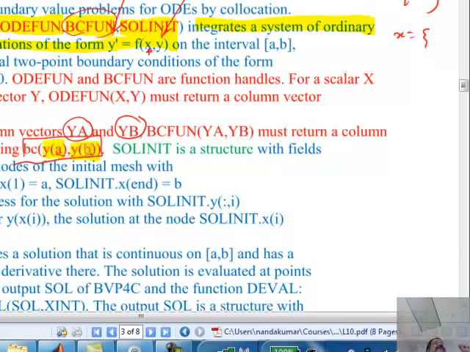The next one is going to be function f1. What is function f1? Here it is. Function f1 is y2, and function f2 is m times y1. So these are the two lines that we need to write. Function f1 is y2, and function f2 is m times y1.